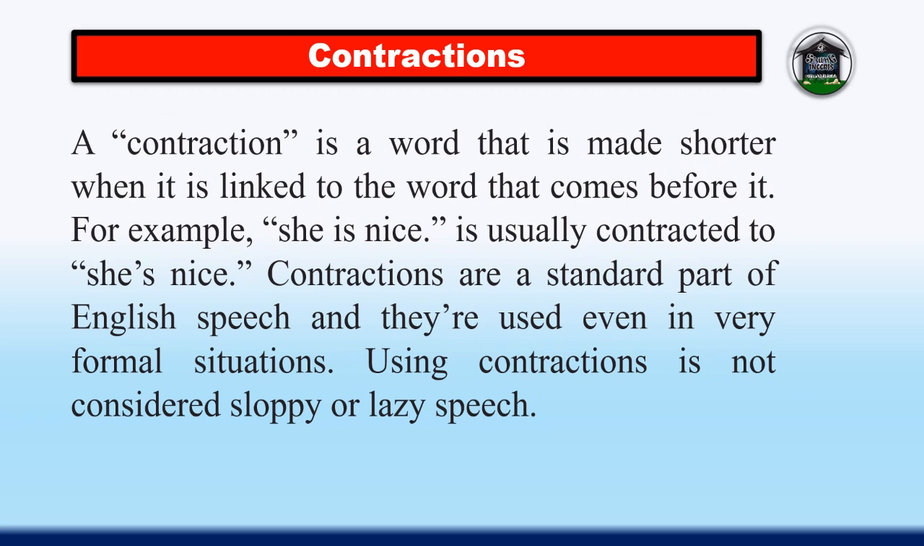Contractions. A contraction is a word that is made shorter when it is linked to the word that comes before it. For example, she is nice is usually contracted to she's nice. Contractions are a standard part of English speech, and they're used even in very formal situations. Using contractions is not considered sloppy or lazy speech.